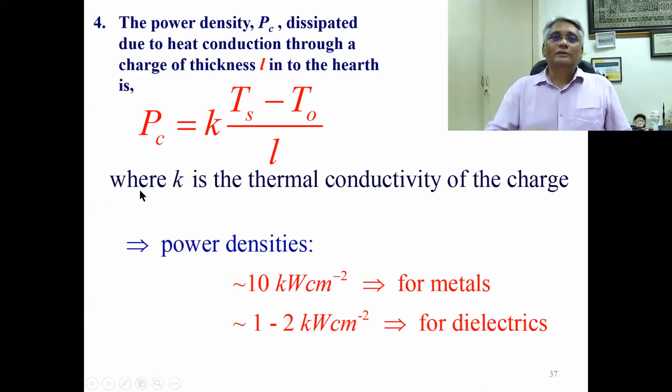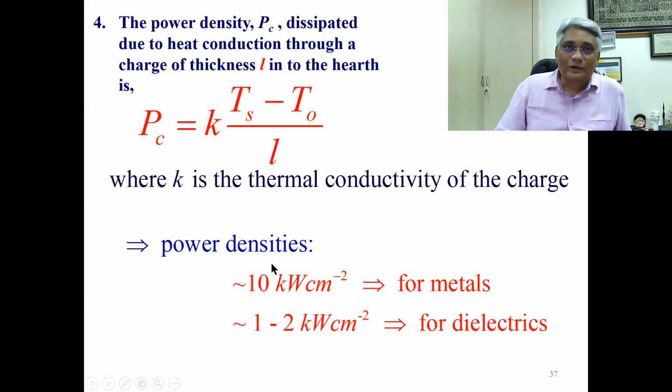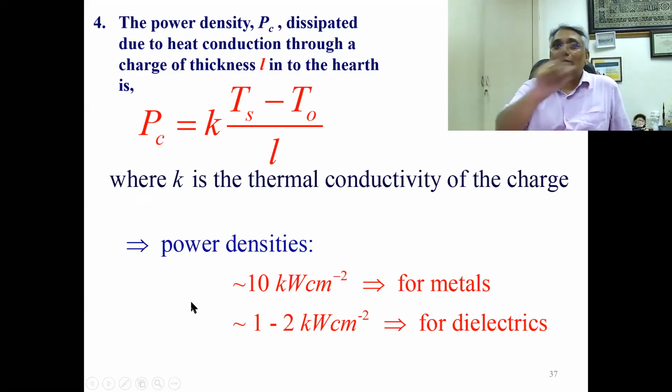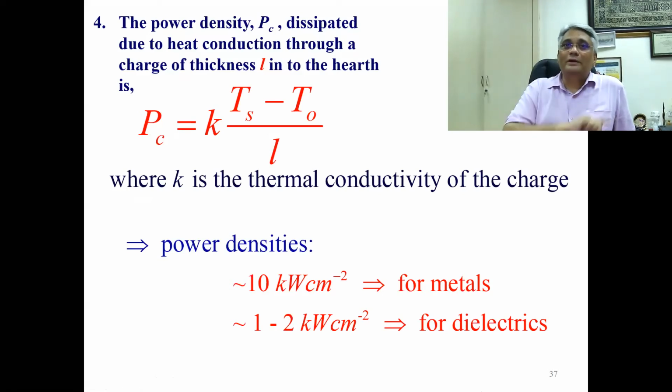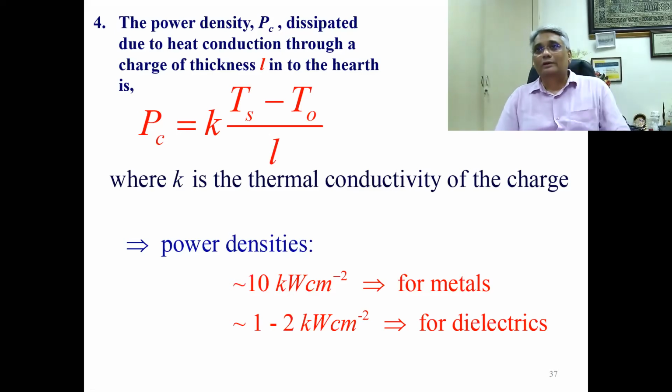So typically when you make all these estimates, the power densities required for metals work out to be something like 10 kilowatts per centimeter square, whereas for dielectrics, it is 1 to 2 kilowatts per centimeter square. You see that? You try to understand why it is more for metals and less for dielectrics, even though the metallic bonds are weaker compared to dielectrics. Dielectrics are made of inorganic systems, or it could be a combination of both inorganic and organic bonding, right? So that's what it is.